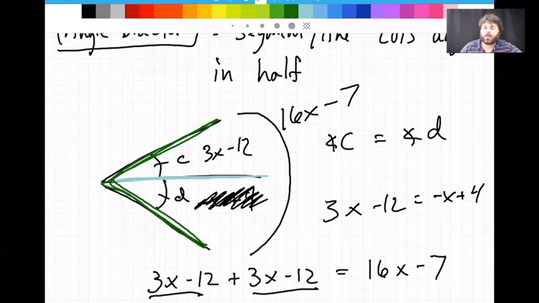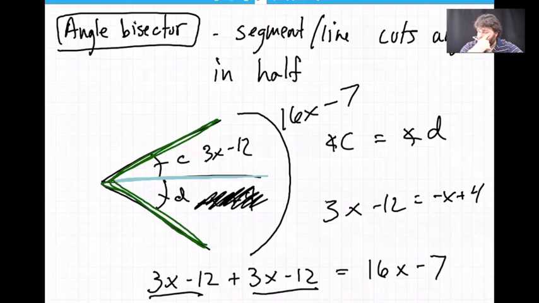That's another way to work with an angle bisector. You just have to remember that C and D are the same. Bisect means to cut into two equal parts, so you know that those two parts are the same. So you can set them equal, or you can say they add together to be the whole. There are a couple of different ways you can see that given.